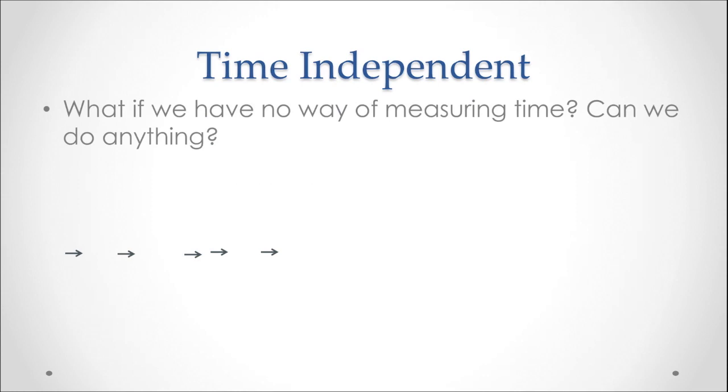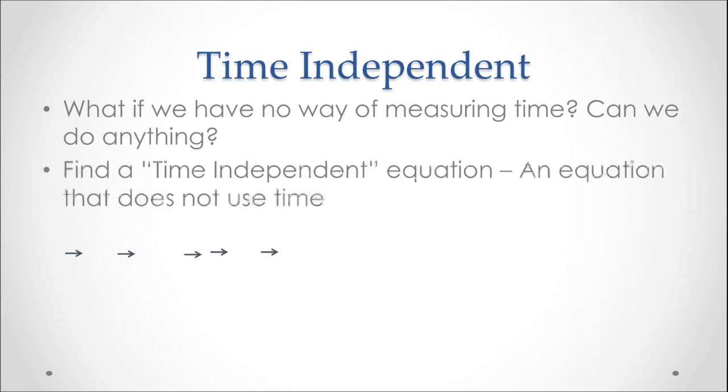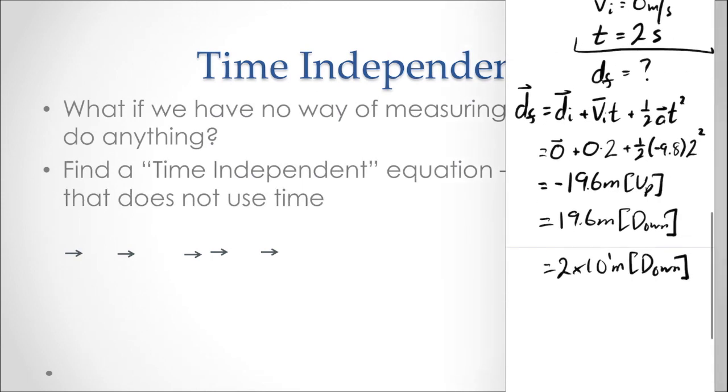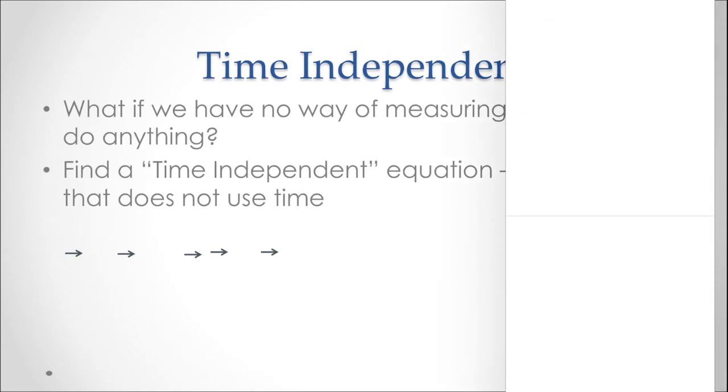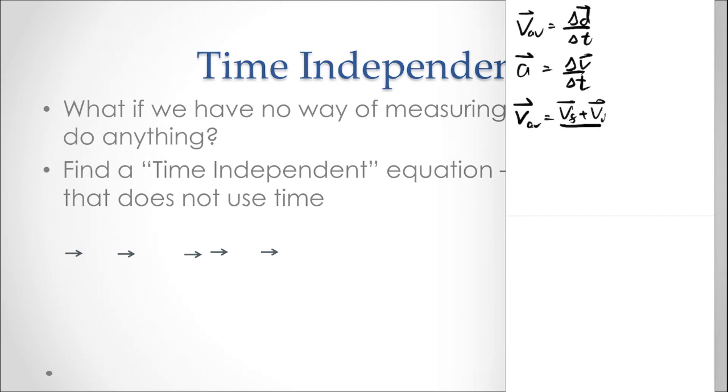Well, similar to what we did before, we can combine our three equations and find a time-independent equation, one that does not need time. So as before, we will begin with our three simple equations. We have our average velocity is equal to the change in displacement over the change in time. We have our acceleration is the change in velocity over the change in time. And we have our average velocity is equal to our final velocity plus our initial velocity over 2. Here, as before, we will write delta t simply as t and assume t stands for the duration of time of some event.